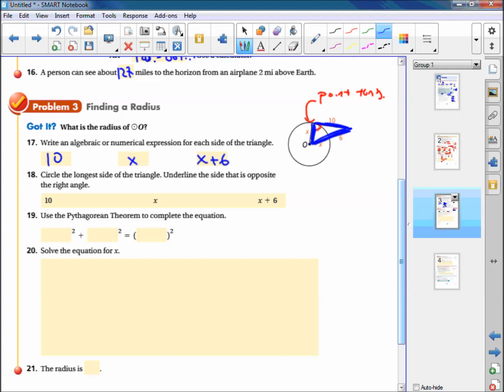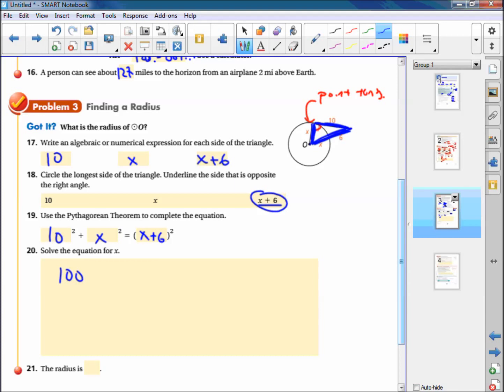Circle the longest side of the right triangle. That's going to be this one. And underline the side that is opposite of the right angle. Well, that's going to be the same thing. So the longest side is X plus 6, and that's also the side across from the right angle. Use the Pythagorean theorem to complete the equation. So we're going to have 10 squared plus X squared equals X plus 6 squared. And then we have to solve that.